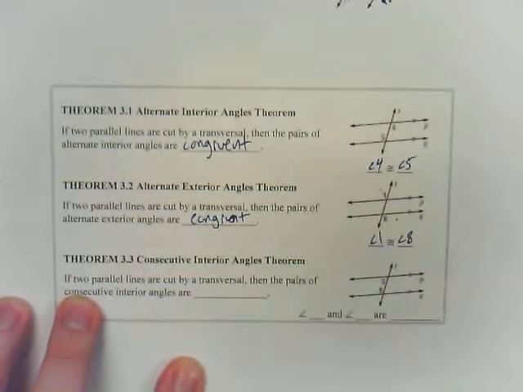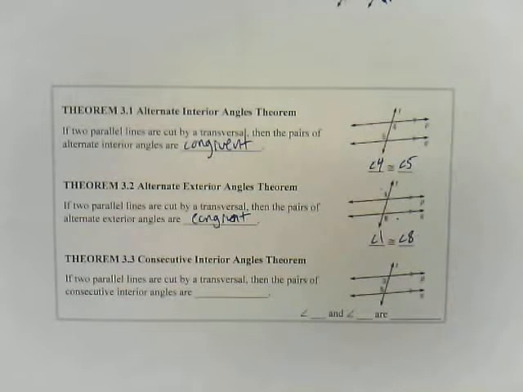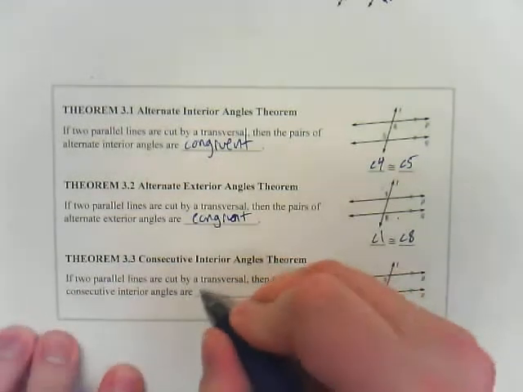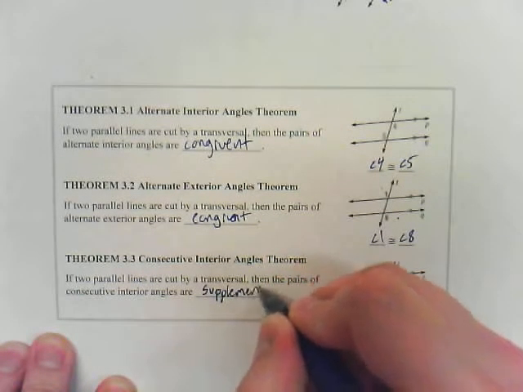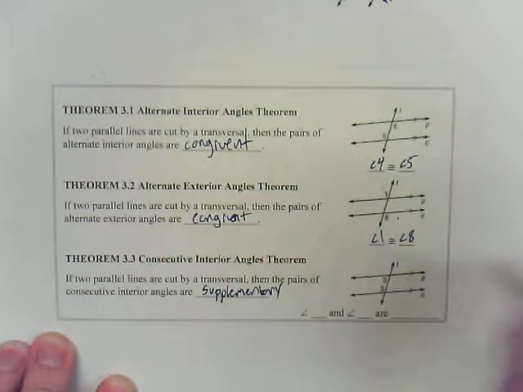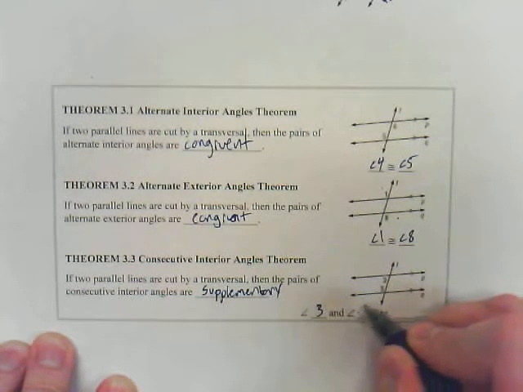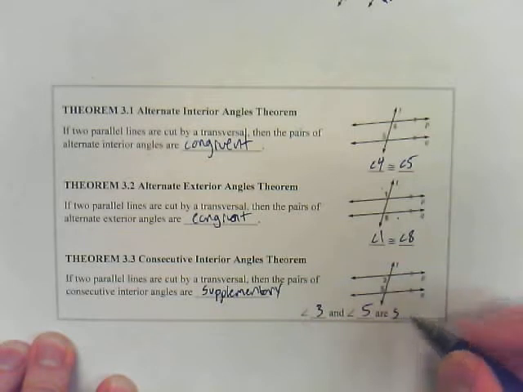For theorem 3.3, this is about consecutive interior angles. Now this one's different. So all the other ones tell us that angles are congruent to each other. This one's a little bit different. They're not congruent, but there is a relationship between them. And that's that consecutive interior angles are supplementary. So that means they add up to 180 degrees. So we could say that angle 3 and angle 5 are supplementary. In other words, they add up to 180.